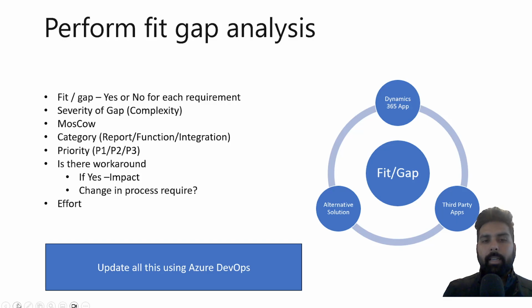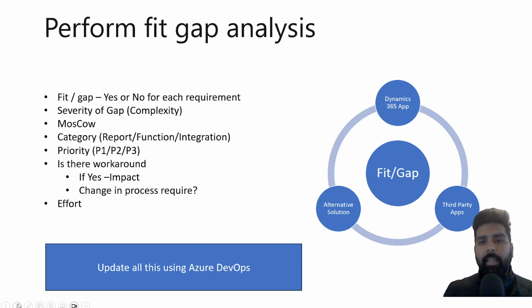If it is impacting any of those sides, we need to make a change in at least one of the other two sides. So when you are reviewing your requirement, you should mark it as a fit or gap, yes or no. If it is a gap, you should specify the severity of the gap and the complexity. You should also define the MoSCoW category for your requirement: must have, should have, could have, would have, so that you can understand what the day one requirement or the MVP is when you are going live.